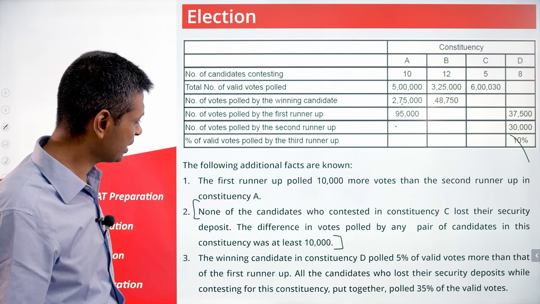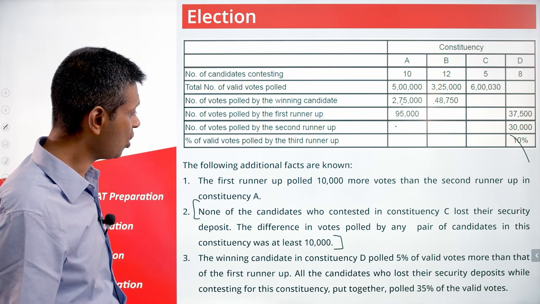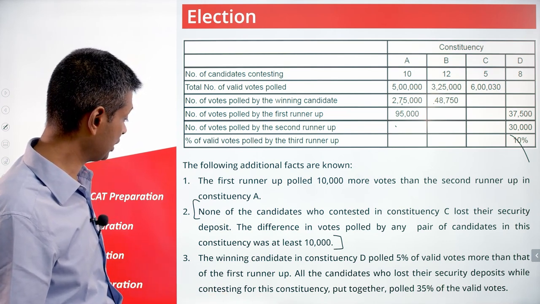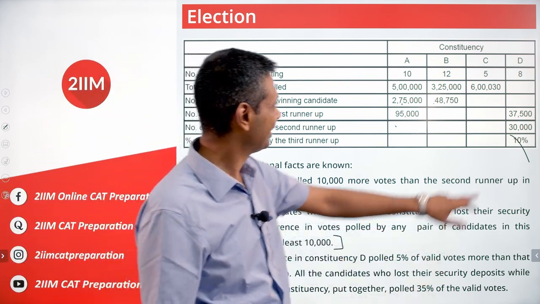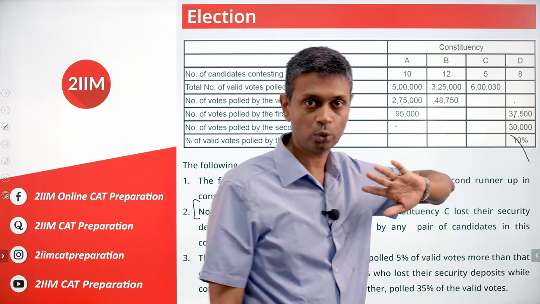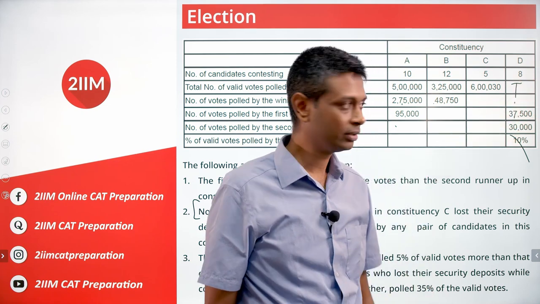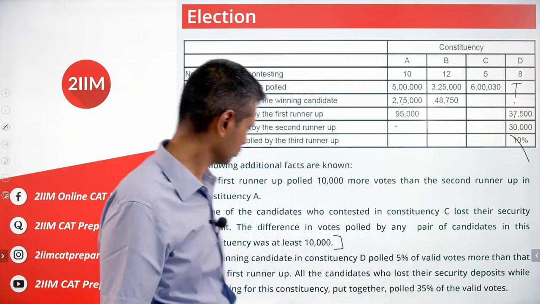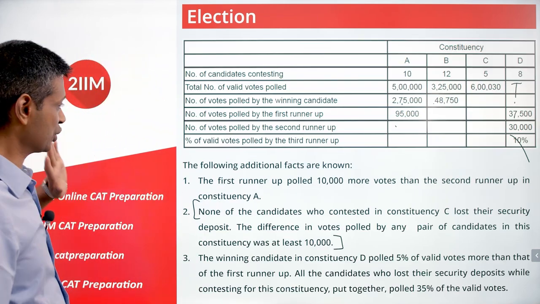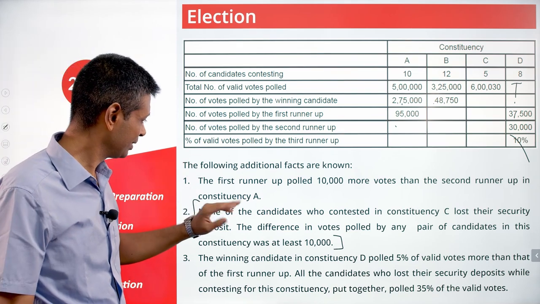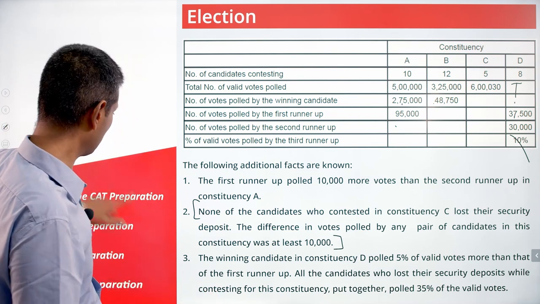The winning candidate in constituency D polled 5% of the valid votes more than that of the first runner-up. All the candidates who lost their security deposits while contesting for this constituency put together polled 35% of the valid votes. So this guy gets 37,500 plus 5% of total. And then there is this total that we don't know. Maybe call it total or T. That should give us something about D as well. That's it, nothing else. There are only three conditions: something about constituency A, something about C, something about D. There's nothing given about B. Well, let's go step by step. I think this will be the juiciest.